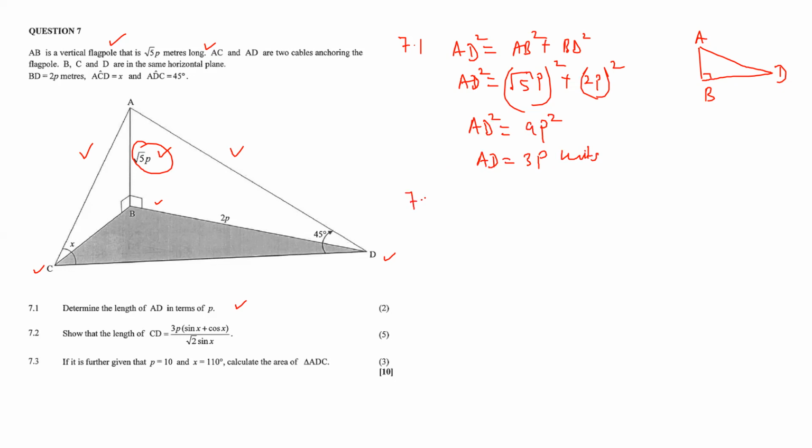7.2. We want to show this. How do you show that? A couple of things you need to consider to show that CD is that. You need to determine CD using a couple of the angles here. This angle is already X. This one is 45 degrees. And then how do you find this angle there? This angle here is actually 180 degrees minus 45 degrees minus X, which is 135 degrees minus X.